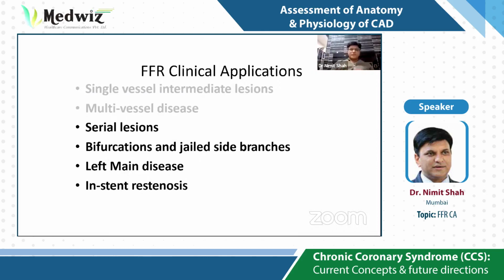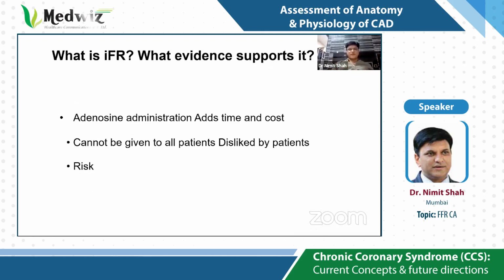So though I was not supposed to speak on iFR, I thought I'll speak for 2 to 3 slides because this is a continuation. Sometimes we see serial lesions. When you're doing an FFR, you can do a gradual manual pullback and see where the jump is. But again, it's not very proven evidence clinically. But iFR for serial measurement is much superior compared to FFR. And what is iFR? What evidence does it have? There's no adenosine administration, so there's less time and it is cost-efficient as well. Sometimes adenosine cannot be given to all patients because patients develop symptoms, they don't like those symptoms, and there is the associated risk.